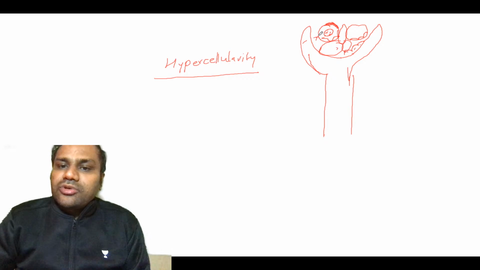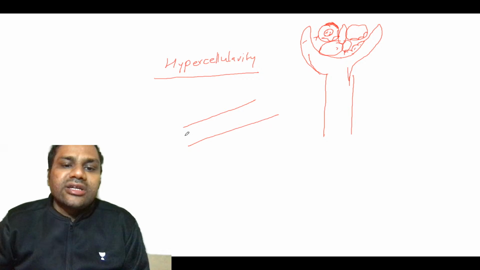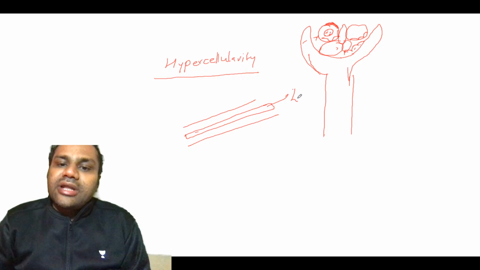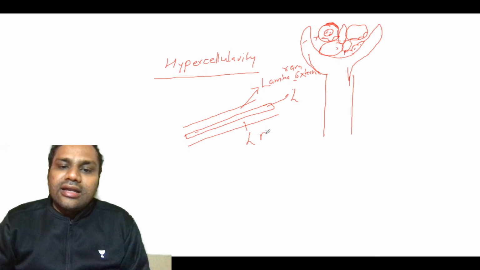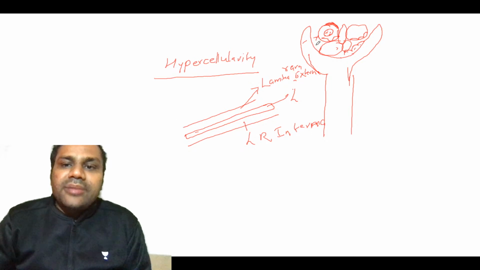And when you know about this, suppose this is the basement membrane. The basement membrane will have 3 layers. This is the lamina densa. Outside, towards the outside, this is the lamina externa, made of lamina rara externa, and this is the lamina rara interna. So these are the 3 layers you get in the basement membrane of the glomeruli.